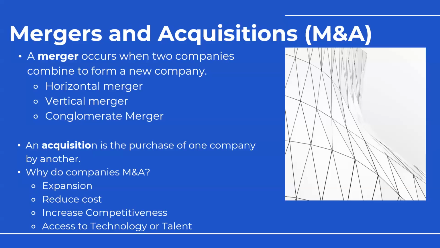The third one is the conglomerate merger. This involves companies from unrelated industries merging to diversify their business operations. An example of this is Amazon and Whole Foods in 2017. Amazon acquired Whole Foods to enter the grocery industry and leverage Whole Foods' physical retail presence to complement its online platform.